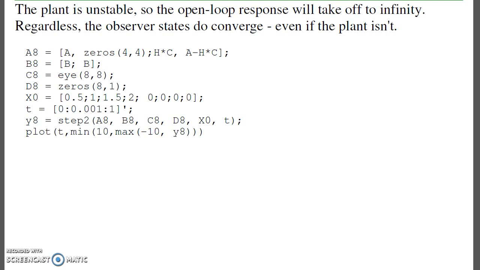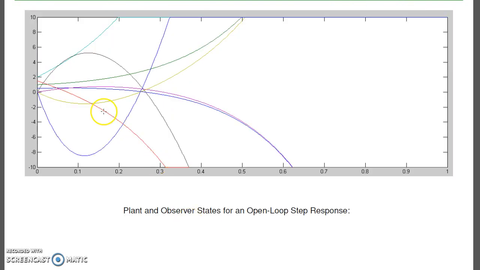If I then give it initial conditions on the plant, that's these 4 states, the observer doesn't know that, its initial condition is 0, and take the step response, I'll see that the observer states quickly track the plant states. Here the plant is unstable, so the plant's taking off to infinity, and the observer is following it off to infinity.